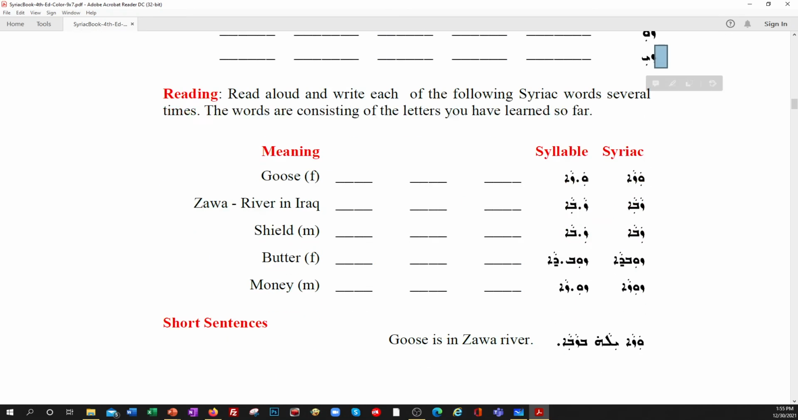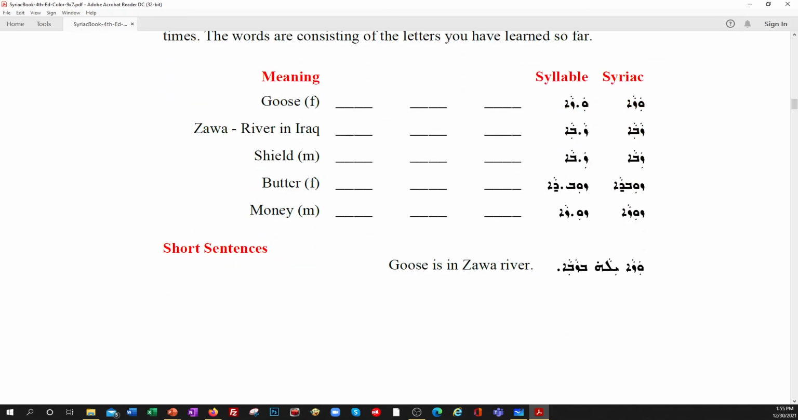Okay, and words are made of the 7 letters we have covered so far. Wazza, the first one, wazza. Here is wa, za, wazza. Zawa, zawa. Zabba, zabba. Zubda, zubda. Zuza, zuza.